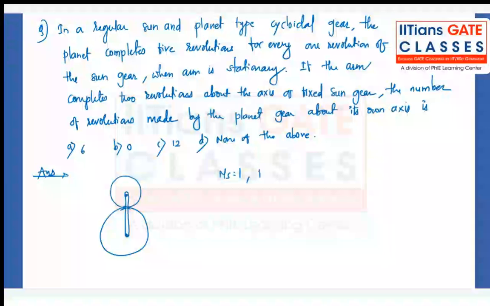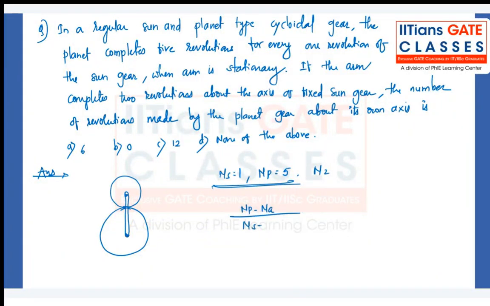So Ns is equal to 1, Np is equal to 5. If the arm rotates 2 revolutions about the fixed sun gear, then they are asking for the revolutions of the planet gear. So (Np minus Na) divided by (Ns minus Na) is equal to Ts by Tp.